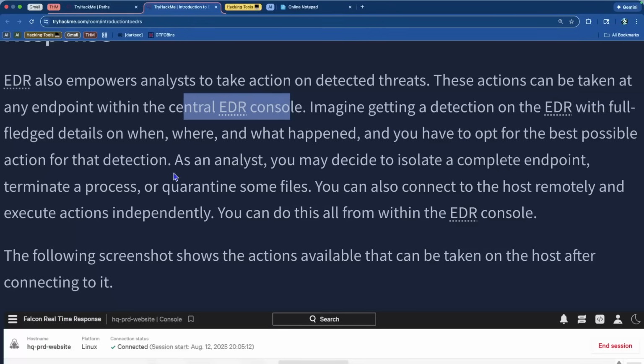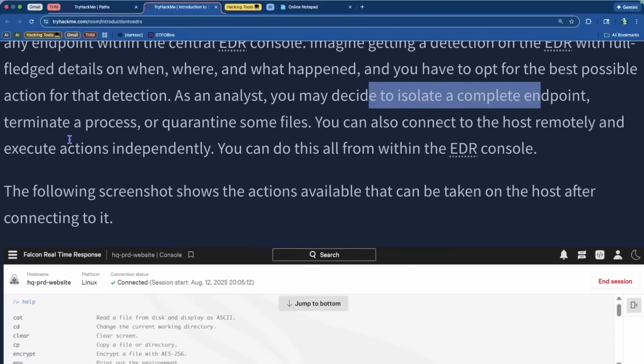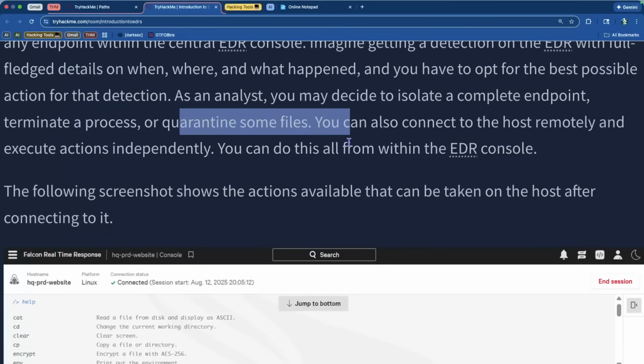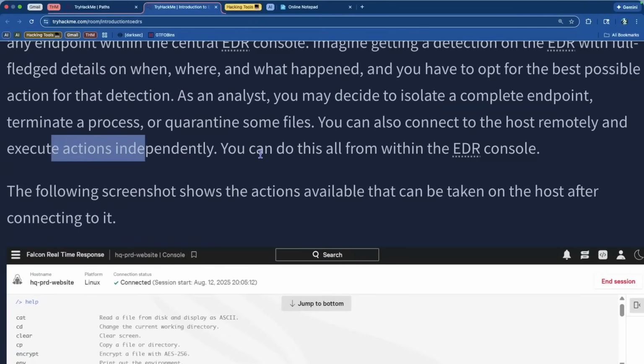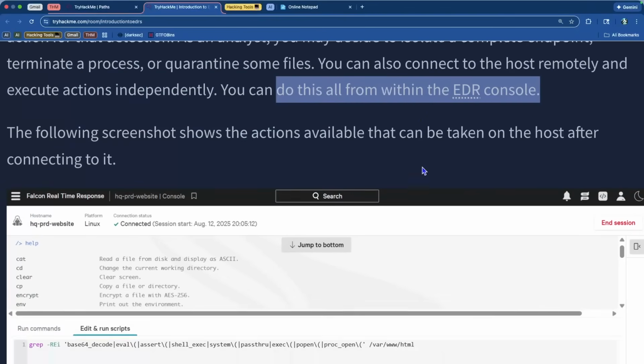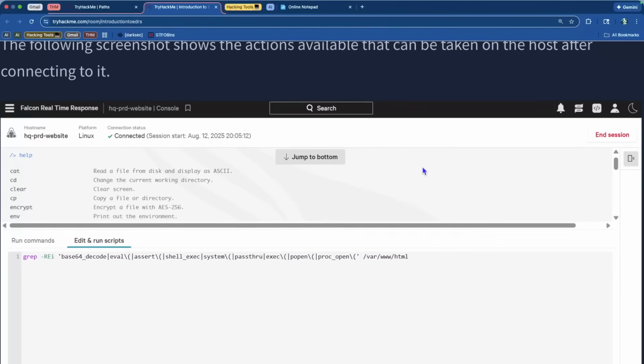And you have to opt for the best possible action for that detection. As an analyst, you may decide to isolate a complete endpoint, terminate a process, quarantine some files, and you can even connect to the host remotely and execute those actions independently. And all of this can be done within the EDR console. So again, this is a very, very powerful tool.